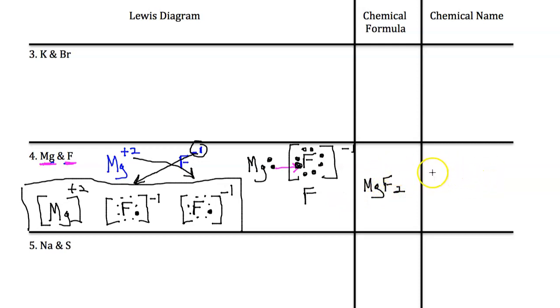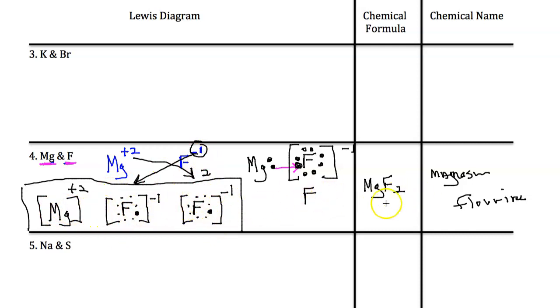The chemical name is magnesium, the name of the metal, and the ending is fluoride, IDE. And that's really what you do here. Okay, if you're going to do the crisscross method, there'd be 2 what? Fluorines to 1 magnesium. The bottom line is you need as many ions to make this stable.